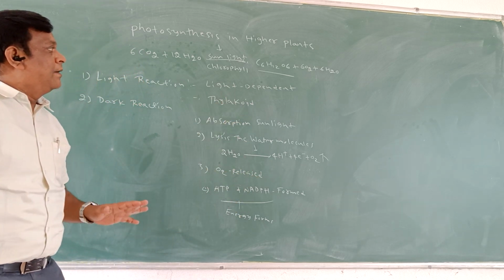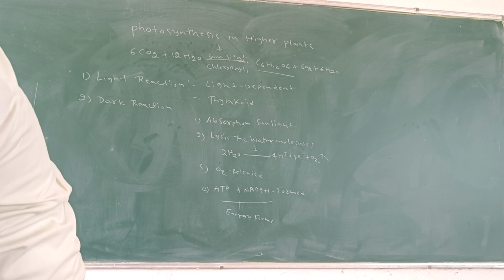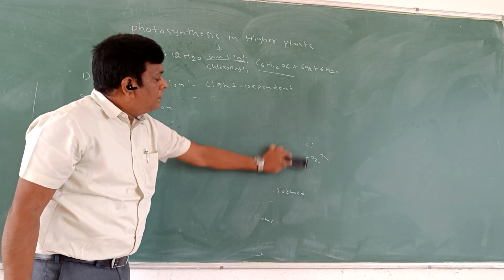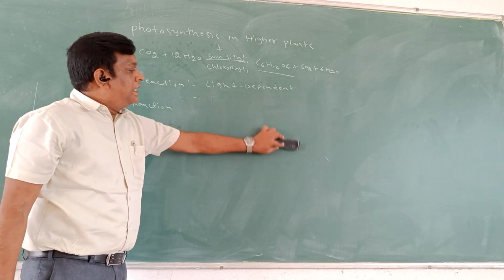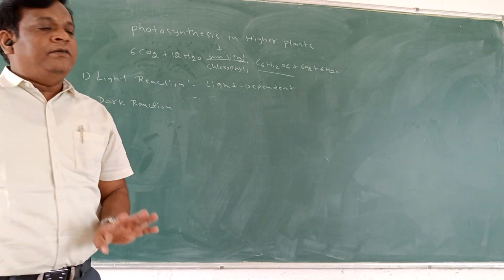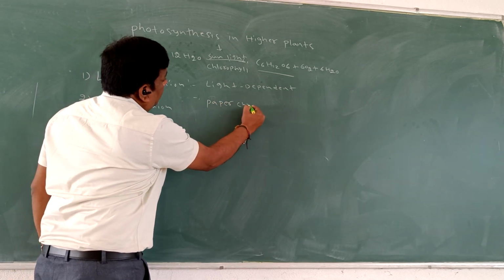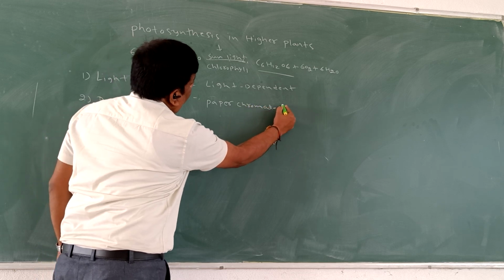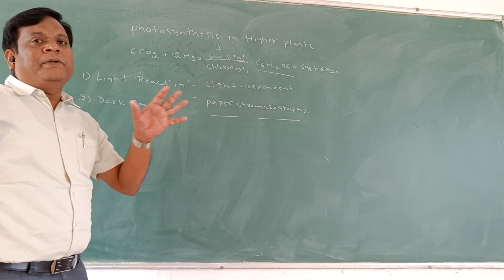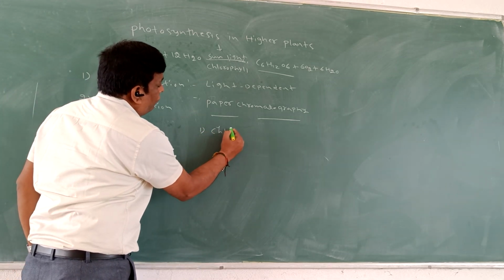In this reaction, we can observe which types of pigments participate. Scientists separated the pigments using the paper chromatography technique. Based on the colors, four pigments were observed. In this technique, they separate the pigments, and they identify mainly four pigments. The first is chlorophyll A.